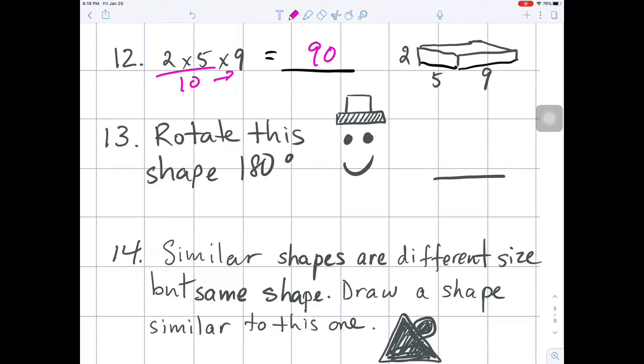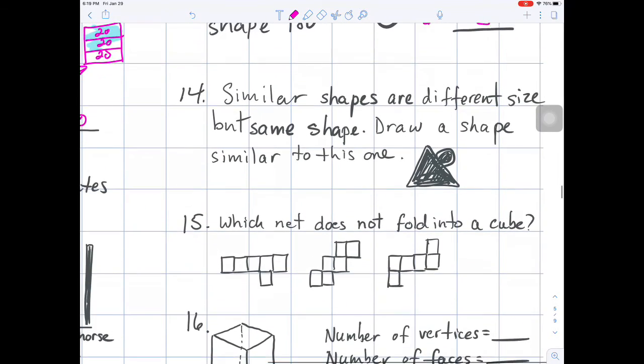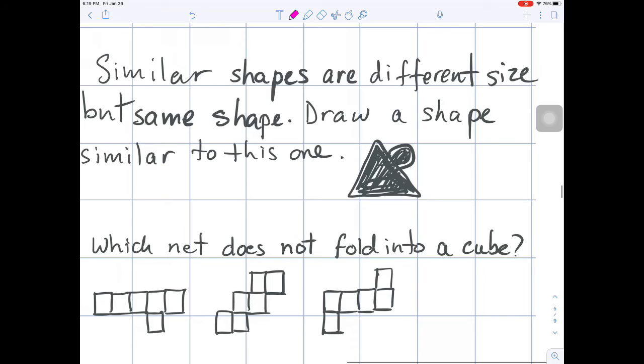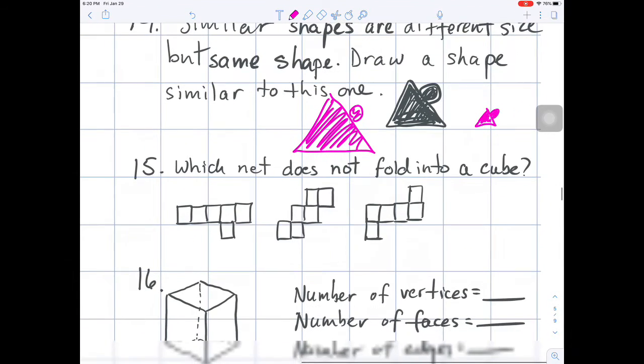Rotate the shape 180 degrees. That's a half turn. So it's going to look something like this. There. Similar shapes are different size, but the same shape. Draw a shape similar to this. So you might have done this. Maybe you did this. But it's the same shape, but it's a different size.